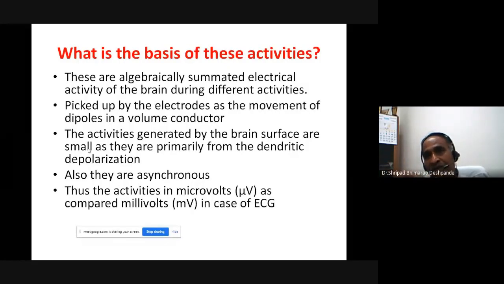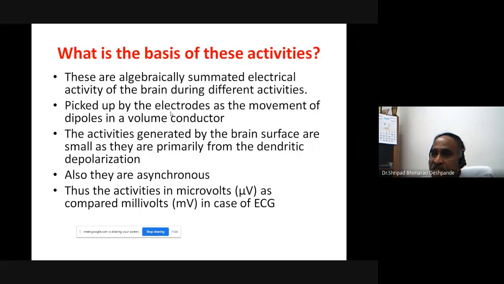These are moving in a volume conductor, they create a current sink, and these current sinks are picked up by the electrodes placed on the surface. These current sinks are summated. That means whatever is happening in a particular area is summated, and we get a unified activity. So those are picked up by the electrodes.